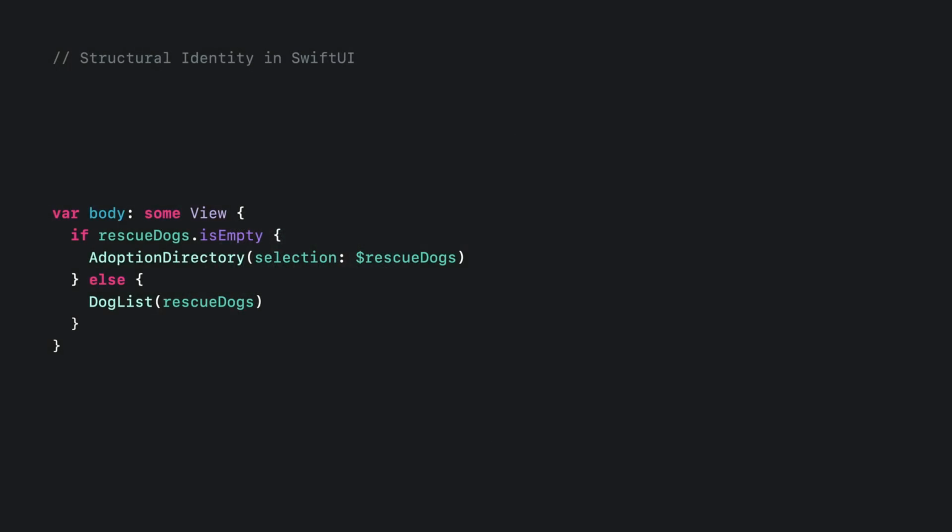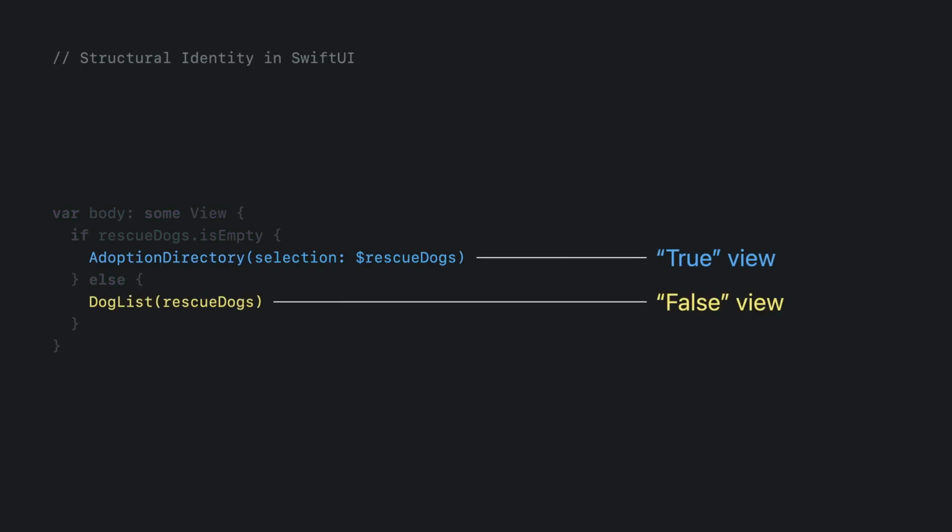SwiftUI leverages structural identity throughout its API, and a classic example is when you use if statements and other conditional logic within your view code. The structure of the conditional statement gives us a clear way to identify each view. The first view only shows when the condition is true, while the second view only shows when the condition is false. That means we can always tell which view is which, even if they happen to look similar. However, this only works if SwiftUI can statically guarantee that these views stay where they are and never swap places.